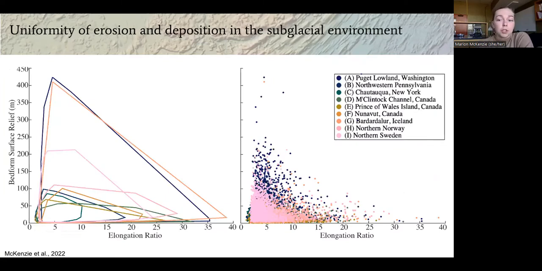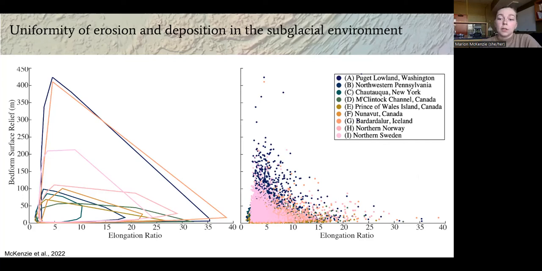When we think about subglacial processes as it relates to ice flow speed, along my x-axis we have elongation ratio, and the y-axis indicates bedform surface relief, which is a measure of the highest elevation point along a bedform long axis minus the lowest elevation point along a long axis. When the elongation ratios are high, indicating that the ice creating these features is moving quickly, the bedform surface relief is even, meaning that as the ice is creating these bedforms, it's creating an even surface and is eroding or depositing material in an even manner across the landscape.